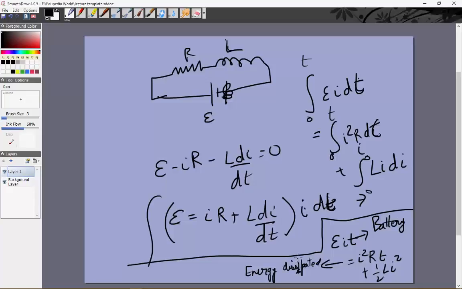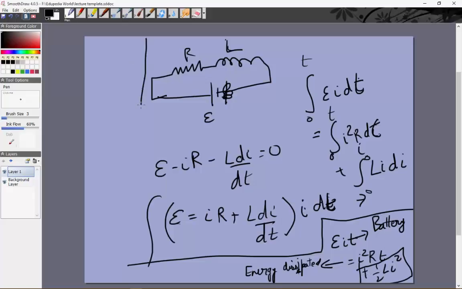Right, so the battery does some work. A part of that work will be dissipated as heat by the resistor, but the remaining part, half Li square, will be the energy stored in the inductor. Now the resistor dissipates energy, a capacitor stores energy, and an inductor also stores some energy.